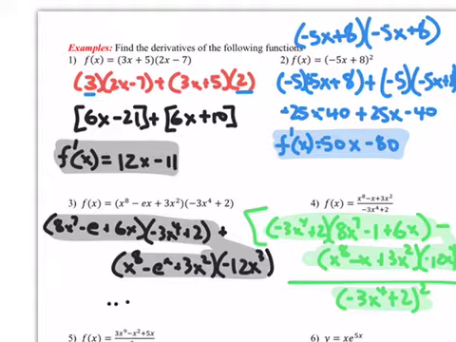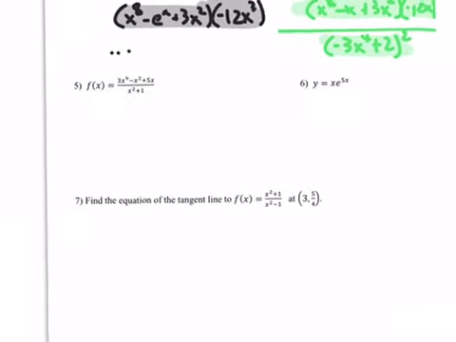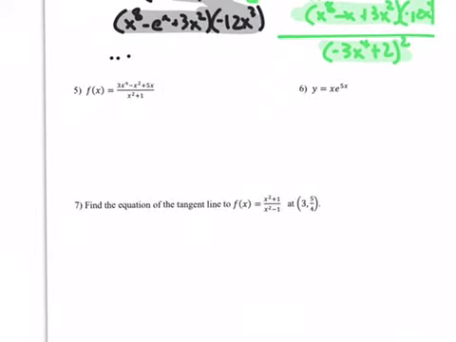Okay, so let's go down here and let's pick. I'm gonna do number 6 and number 7. So I'm gonna go ahead and just do number 6 on camera here. Okay, so I got two functions. The first function is x, and the second function is e to the 5x.